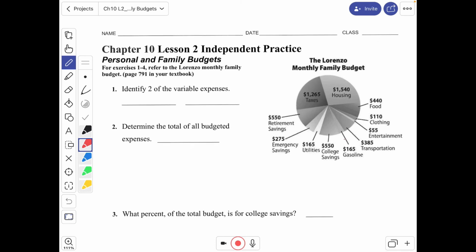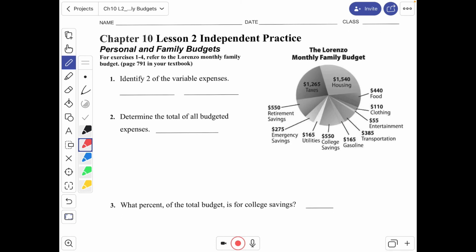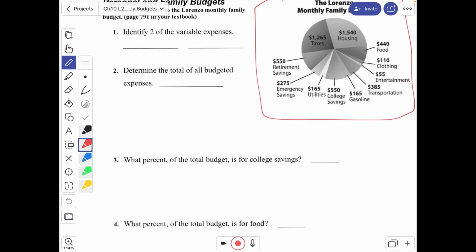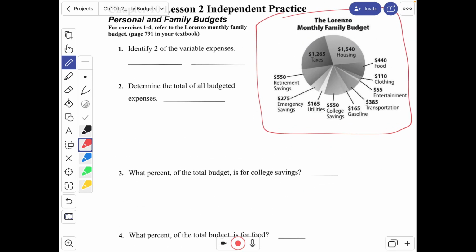So if we look at some of the examples you're supposed to do, the first one is identify 2 variable expenses. So out of these, find 2 that are variables, 2 that would change every month. Number 2 says determine the total. 3 says what percent of the budget is for college savings. So you're going to have to add all those up. And then find the college savings and change that to a percent. And remember, we do that by dividing and then moving the decimal 2 spaces.